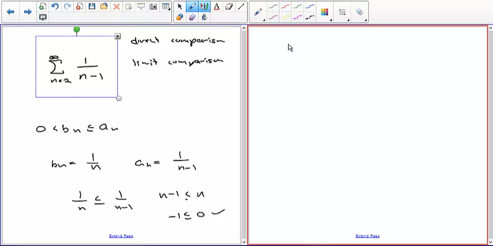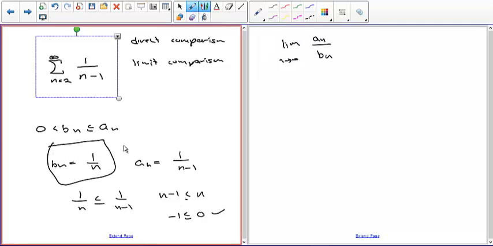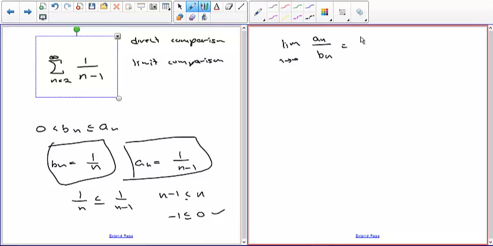So I'll leave you a little guide here. First, you're going to take the limit of a sub n over b sub n as n goes to infinity. This is b sub n, this is a sub n. Put those in there, and then you ask the question: does it equal L? That means, does it equal a number? 0, 1, 65, just as long as it doesn't equal infinity. So that's the first thing you're going to do.